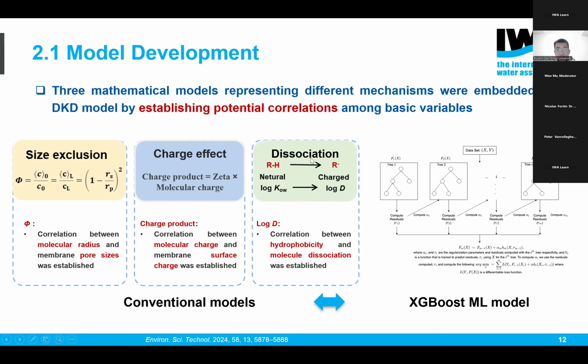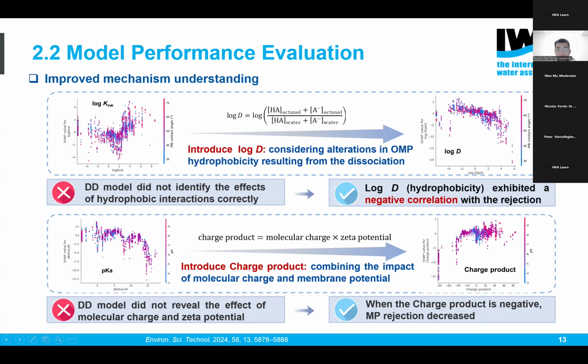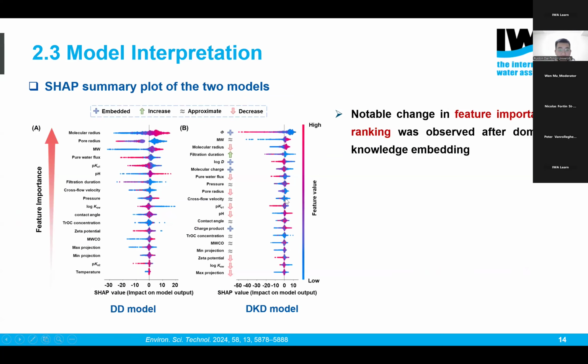We also consider dissociation, introducing log D to tell the machine that dissociation will affect the hydrophobicity of the micropollutants. So we introduced three dependent variables, including phi, charge product, and log D, in this model. Comparing with our model, the data-knowledge-code-driven model can better understand the impact of hydrophobicity and the impact of charge. In this figure, the DKD model represents the data-knowledge-code-driven model, and the DD model is the conventional data-driven model.